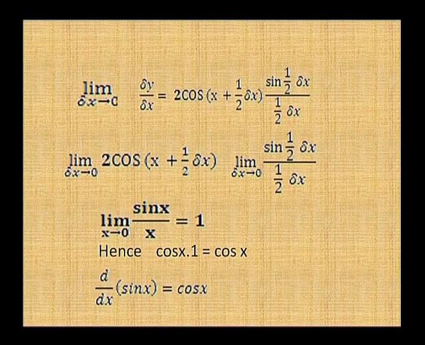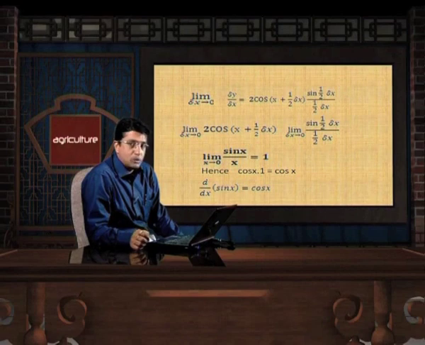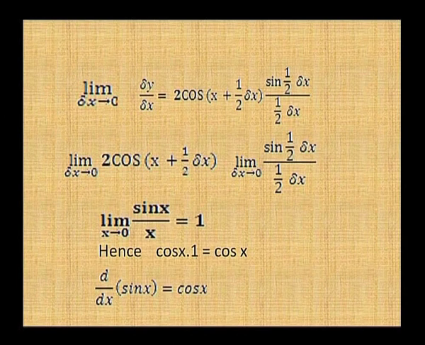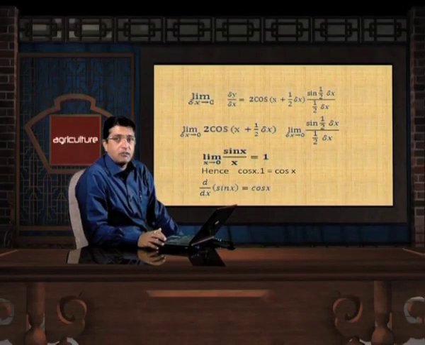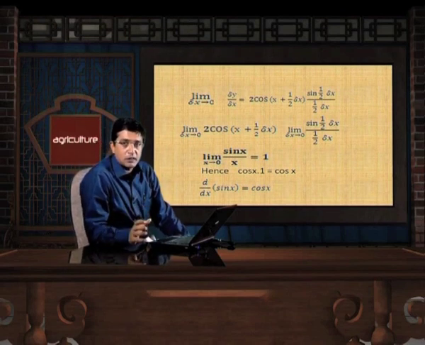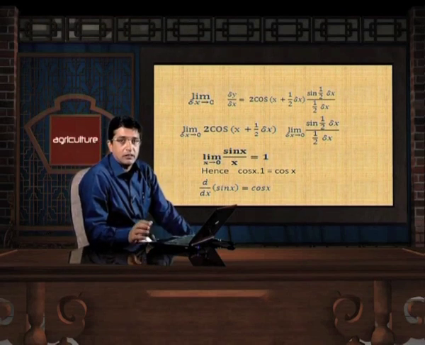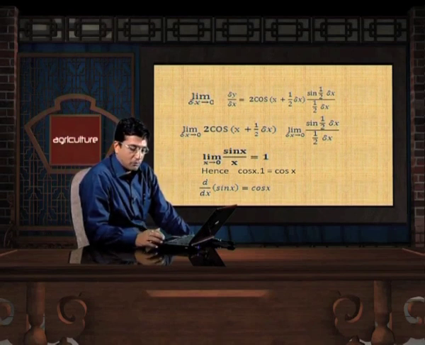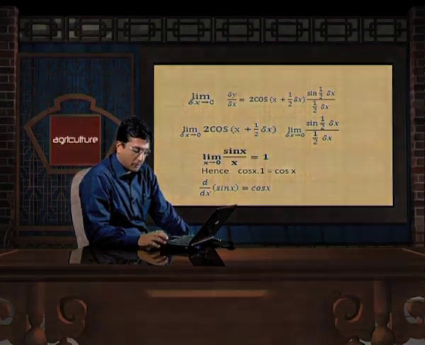We take the standard limit for sin theta: limit x tends to 0 of sin x upon x equals 1. Hence we obtain cos x multiplied by 1, which equals cos x. That is, d by dx of sin x equals cos x. In this part we used the first principle for trigonometric functions like sin x, cos x, tan x and inverse formulas. Also we used the first principle.